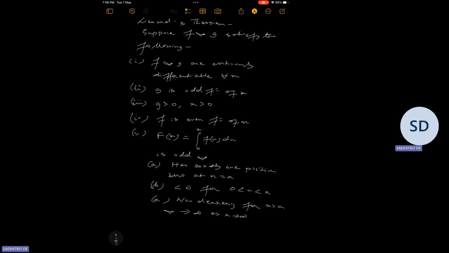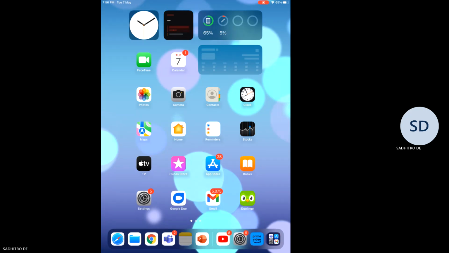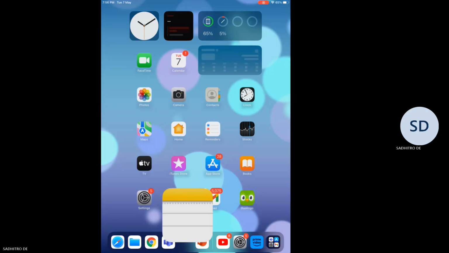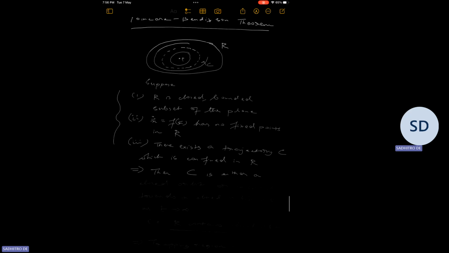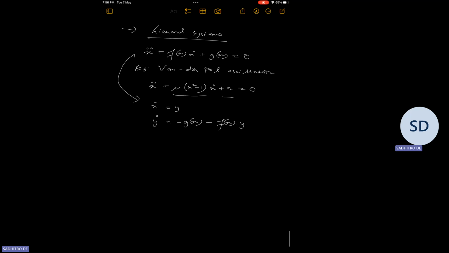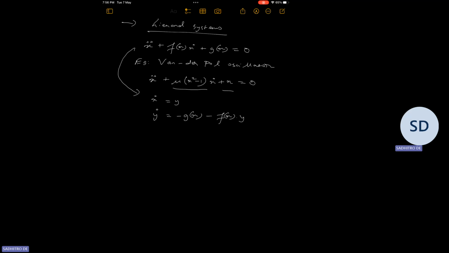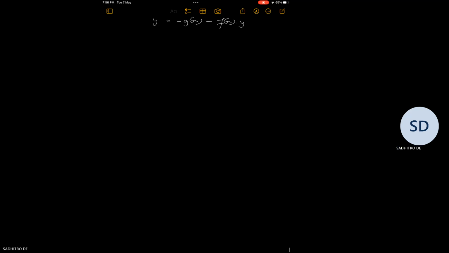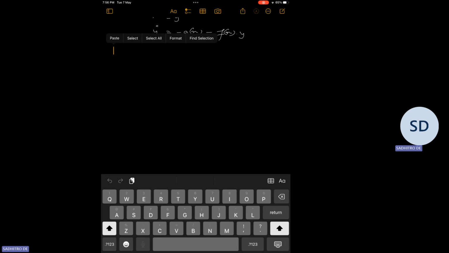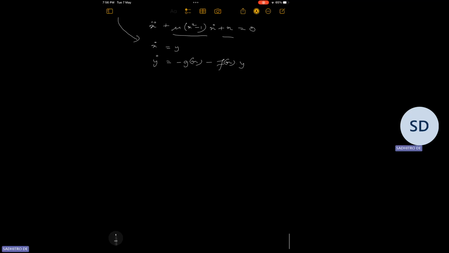So if all these things are satisfied, only then will the system have a stable limit cycle. I think I have lost all those criteria. So if all those criteria are satisfied, only then will the system have a stable limit cycle. You can look at the recording and read the criteria. So basically, that is what Lienard's theorem is all about.